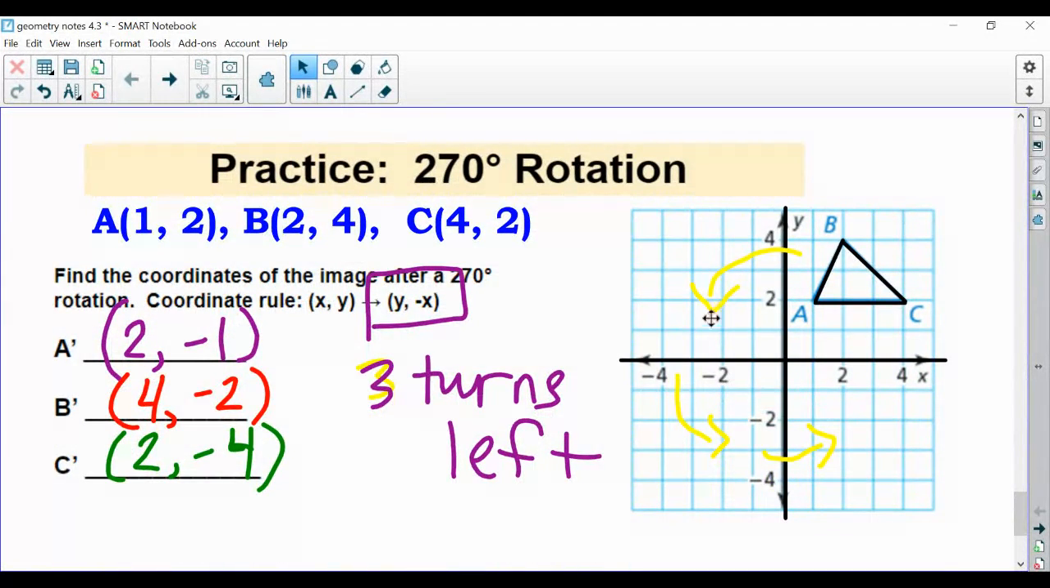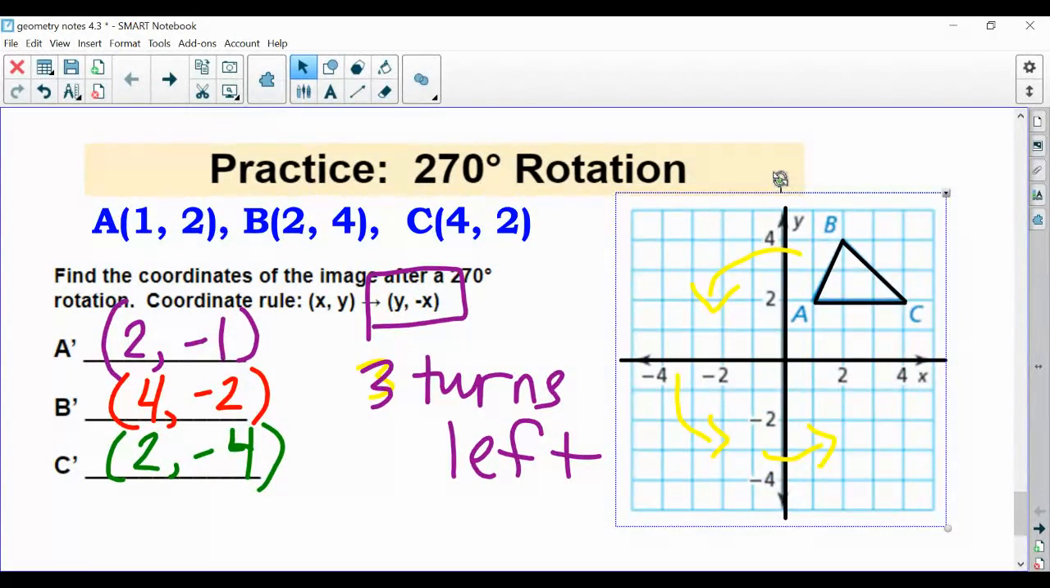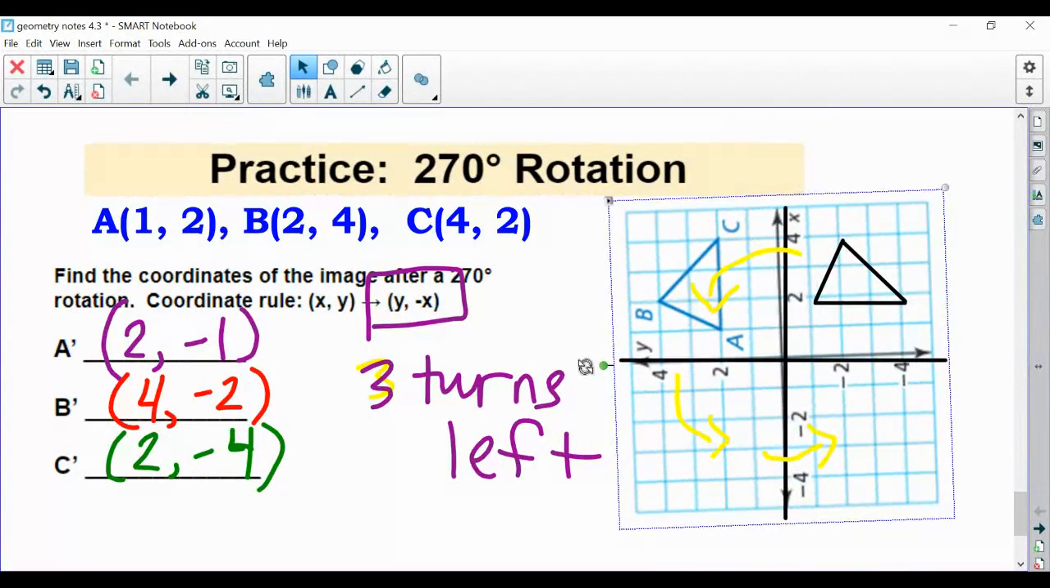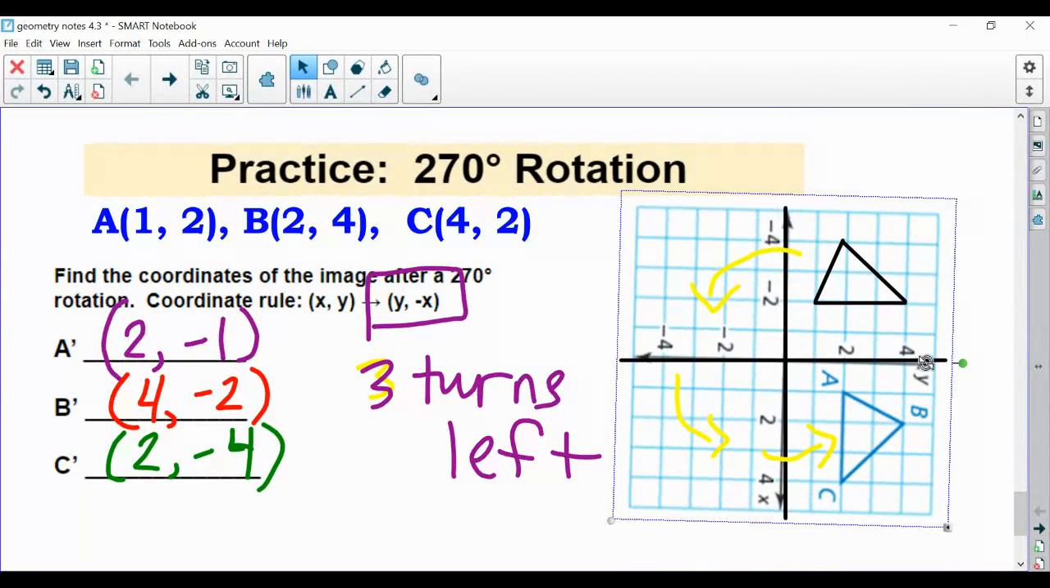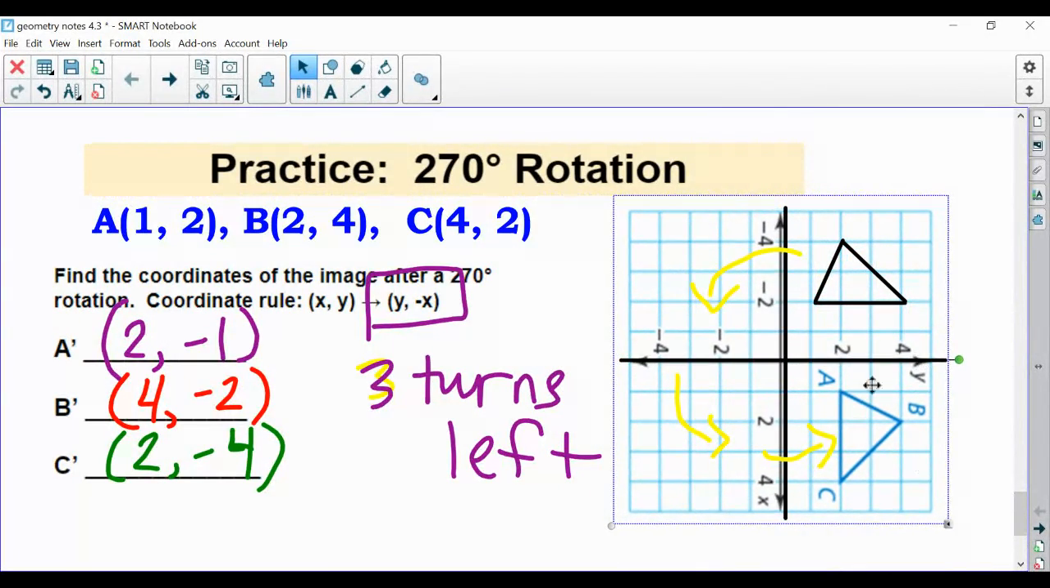For 270 degrees rotation, that's 3 turns counterclockwise. I got 90, 180, 270. So this is a 270 degree rotation. Or use the coordinate rule, (y, -x). So for each one, put the y first and the x last, but change the sign of the x number, which is what we did here.